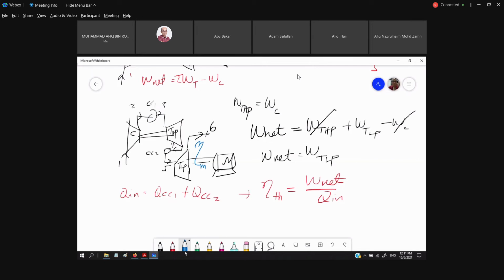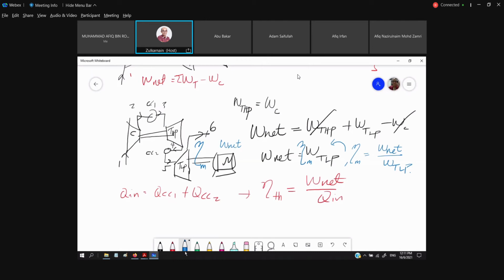What is the definition of mechanical efficiency? What is the definition of efficiency? Desired output. Which is our desired output? So this should be our W net right here. The desired output is W net, and the required input is the W for turbine low pressure. So meaning that we are going to put the mechanical efficiency at this side, to the right. Okay, so always look at what is our definition of efficiency.